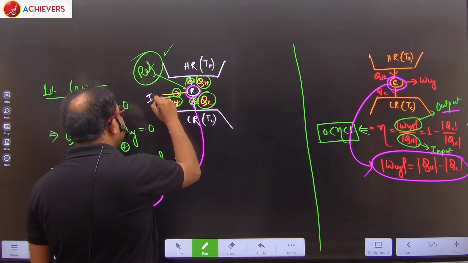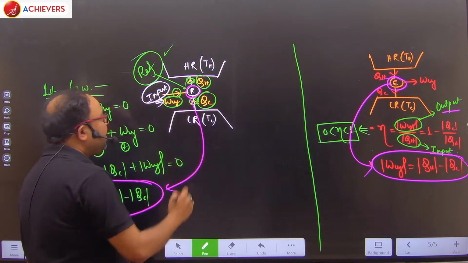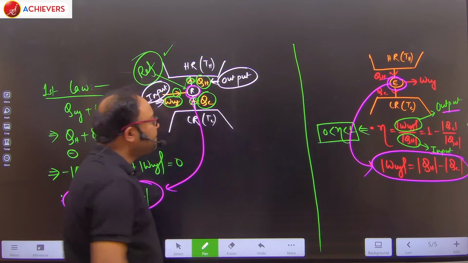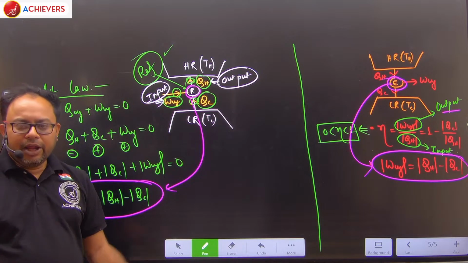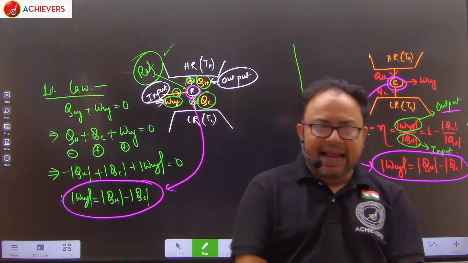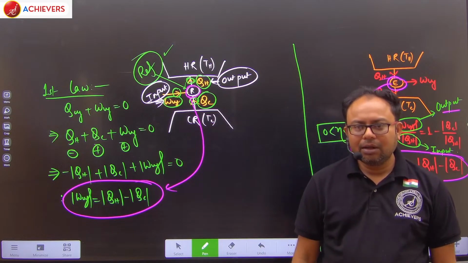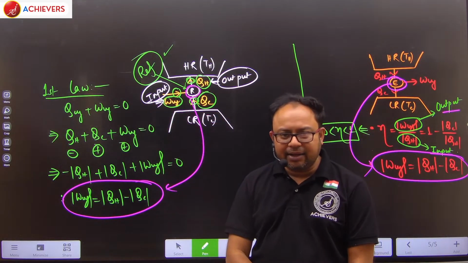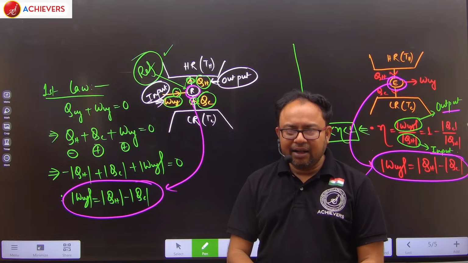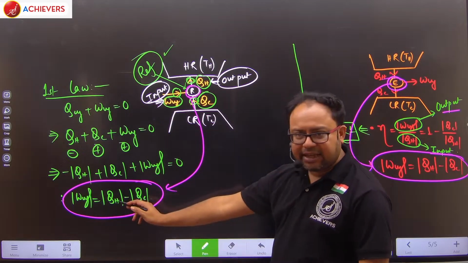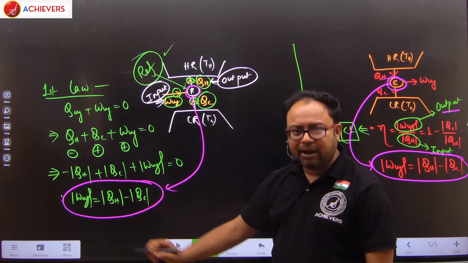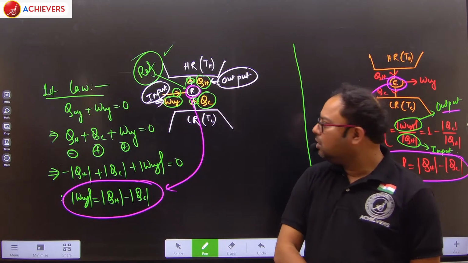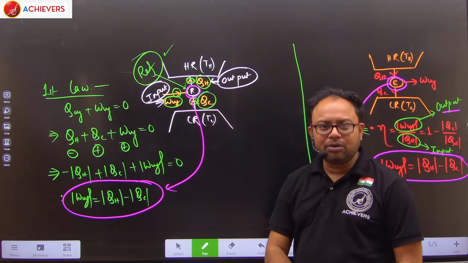Because you see, in this case, mod W cyclic is the input and the output is mod QH. You are giving mod W cyclic and you are getting mod QH. Now which one is greater? We know directly from this equation that mod QH is greater than mod W cyclic. So the output is greater than the input.